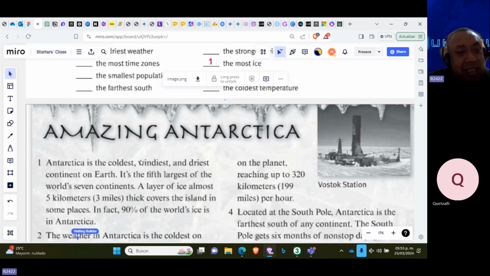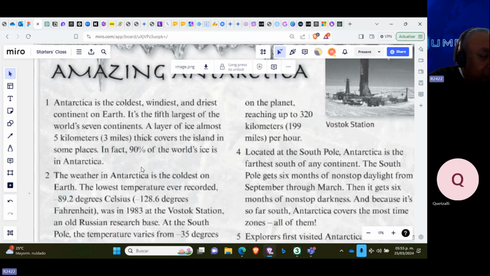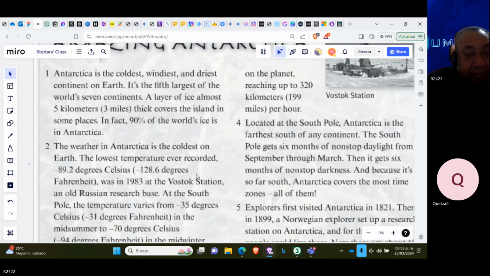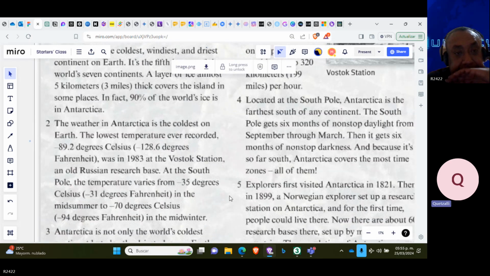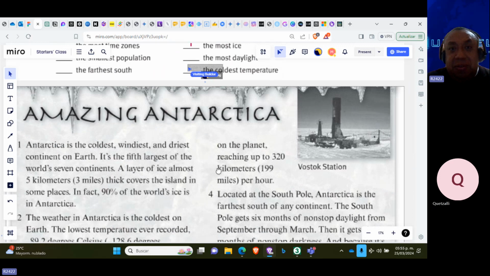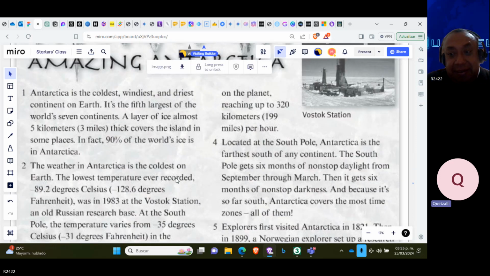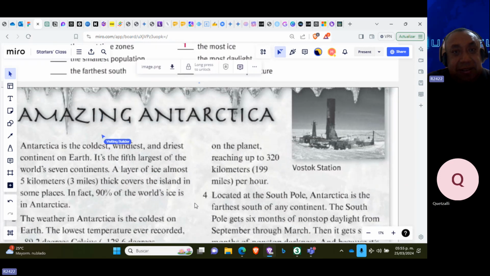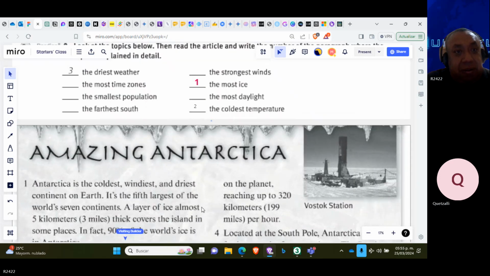What do you think is paragraph two? The idea for paragraph two, Casali. The coldest temperatures. Exactly, that is number two, the coldest temperature. Very good. Number three is here, the driest weather.